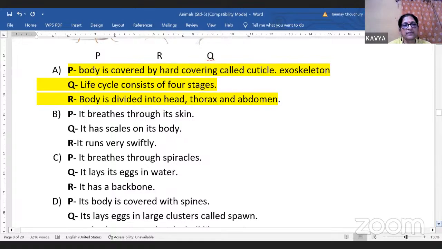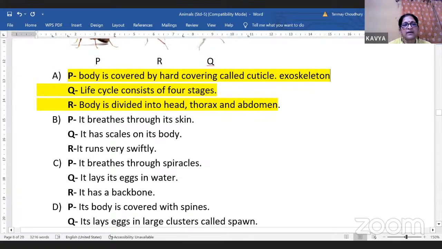not the others. So here it breathes through spiracles. That is correct. Here it breathes through spiracles. It lays eggs in water. For example, the housefly, no, it has a backbone. It doesn't have a backbone. It is an invertebrate. So animals which do not have a backbone are known as invertebrates. Animals that have a backbone are known as vertebrates.